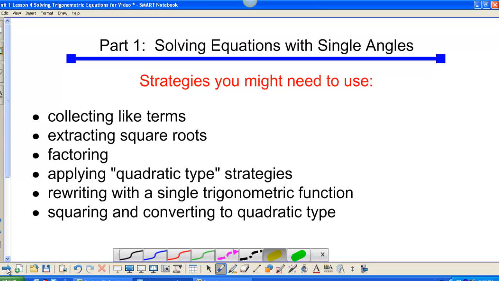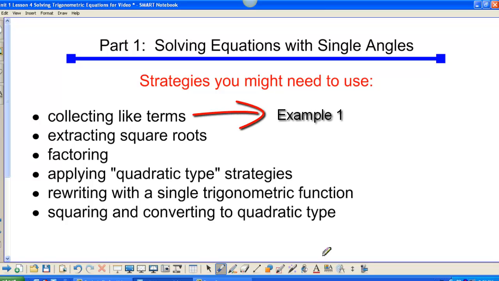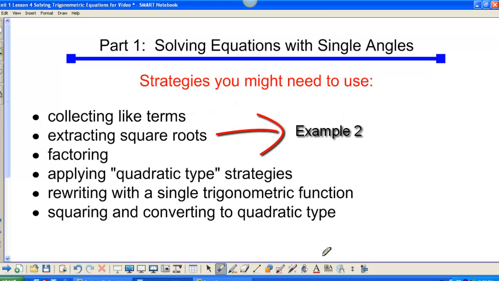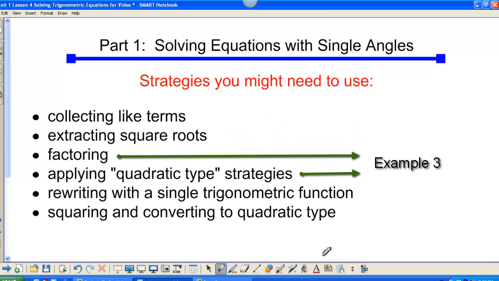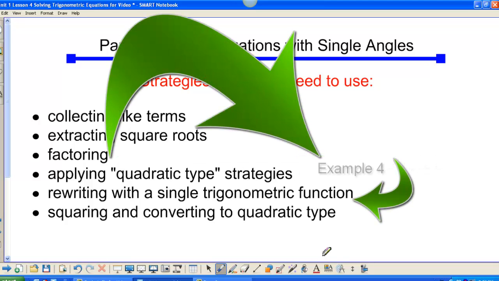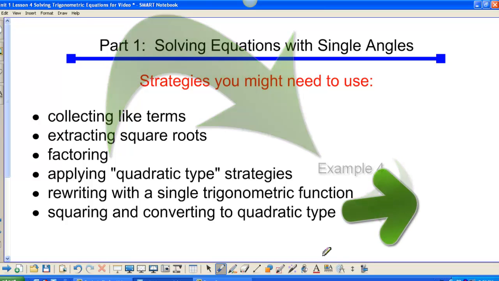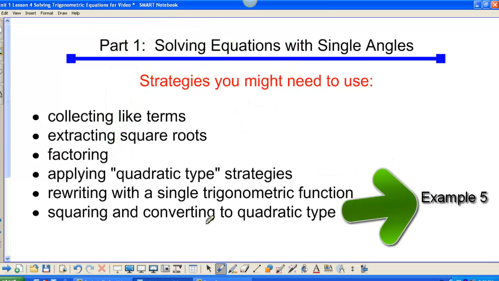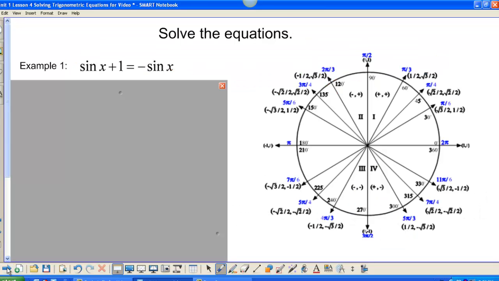The next 5 examples that I'm going to present to you are going to exemplify the strategies you might need to use to solve trig equations. To show collecting like terms, you can refer to example 1. Extracting square roots will be shown in example 2. Factoring and applying quadratic type strategies will be shown in example 3. Factoring and rewriting with a single trigonometric function will be shown in example 4. And example 5 will show squaring and converting to quadratic type.